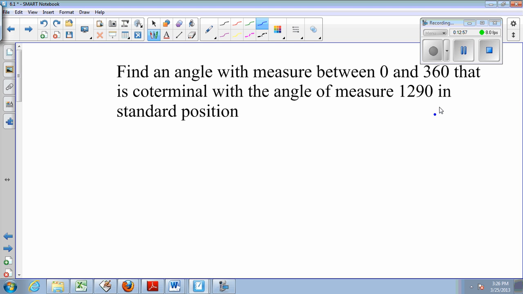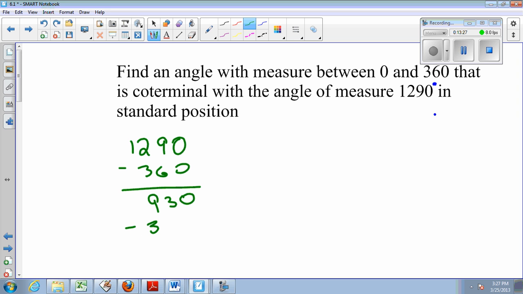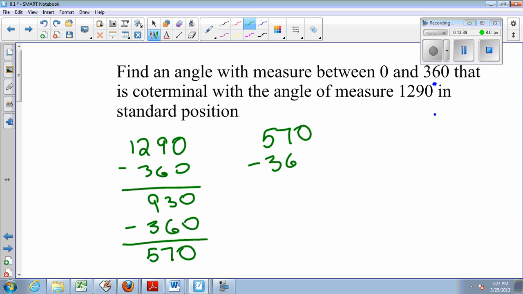Find an angle with measure between 0 and 360 that is coterminal with the angle of measure 1290 degrees in standard position. We're just going to take 360 away from 1290 enough times until our answer is between 0 and 360. So let's take a 360 away. We get 930. Take another one, and we get 570. Let's take 570 minus another 360.